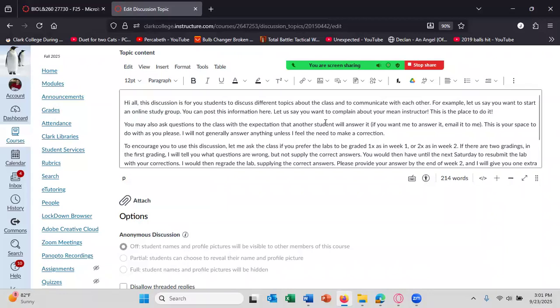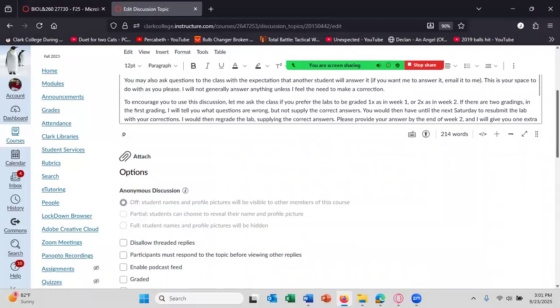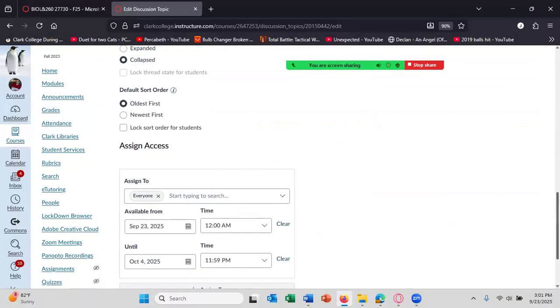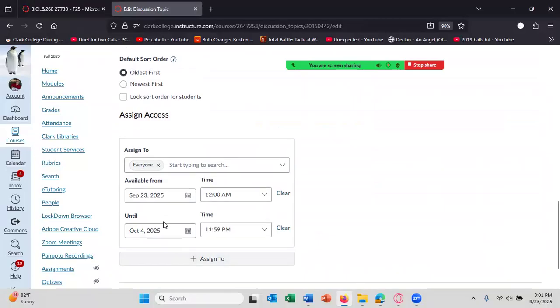You can do that here. This is your space. And I have the thing set to show no answers. It'll be shut down by October 4th. Once I grade that, I'll give you the one extra credit point if you gave an answer on the lab. And after October 4th, I'll then open it again for student discussion.